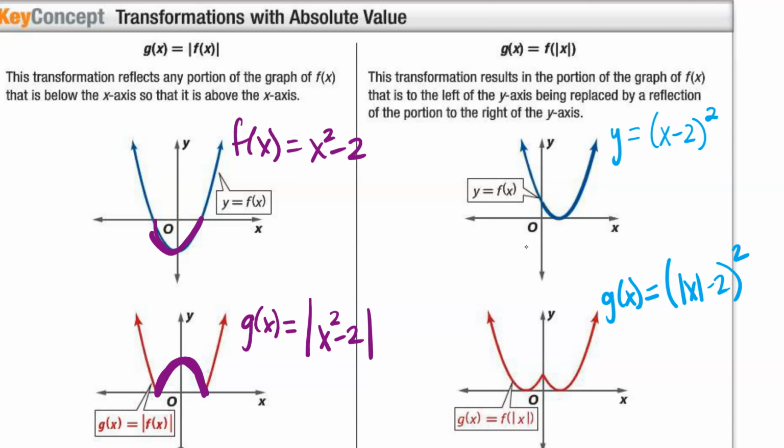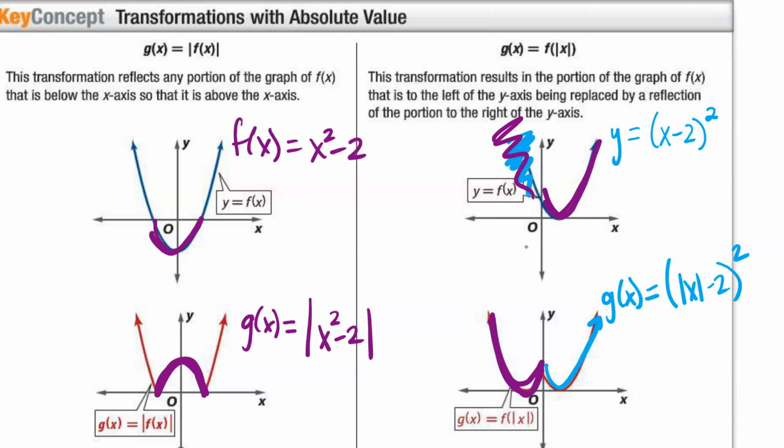So what you're doing is you're erasing this left half, and you're literally reflecting the right half of your graph over to the other side. Erasing the left half and copying the right half of your graph to the other side.